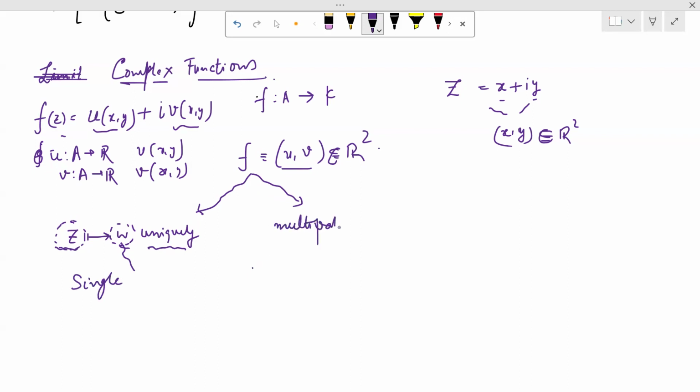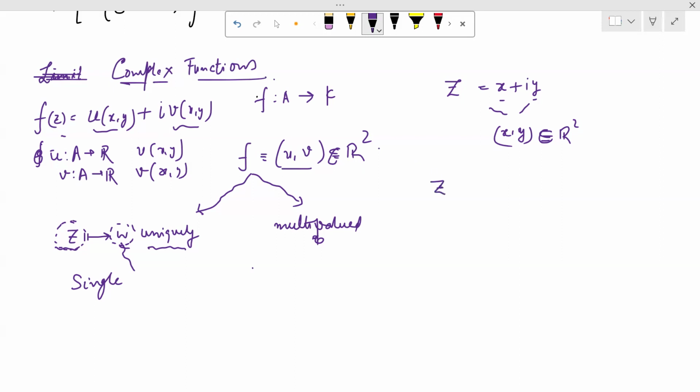One of the important functions, the logarithmic function, happens to be a multi-valued function. We may restrict it to single valuedness by restricting the argument. But if we don't restrict the argument, it takes infinitely many values. So the logarithmic function is an infinite multi-valued function.